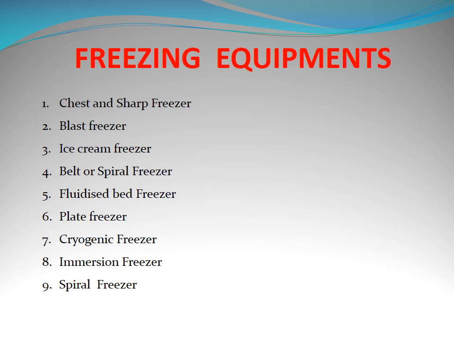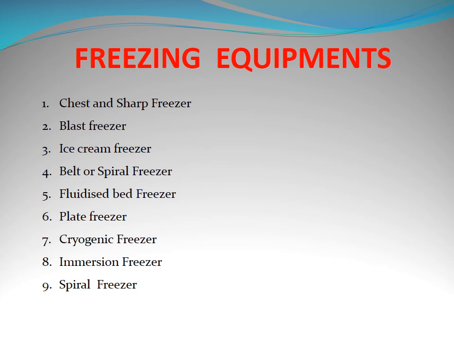In sharp freezing, the temperature may vary from -15 to -29 degrees Celsius. It may take from 3 to 72 hours. And in the case of quick freezing, there is maximum formation of ice crystals, that is 0 to -4 degrees Celsius in 30 minutes. So that is the difference between slow freezing and quick freezing. All these types of freezers depend on the specifications of our equipment.